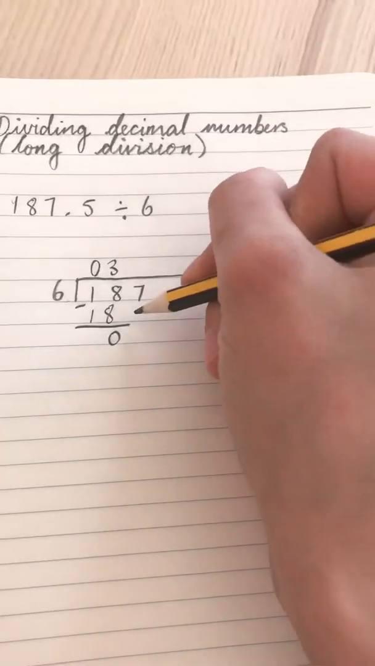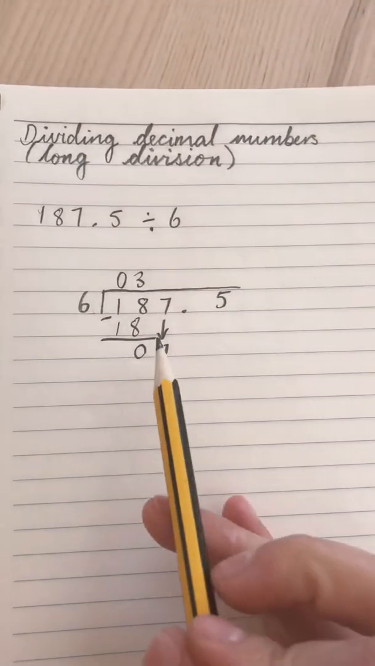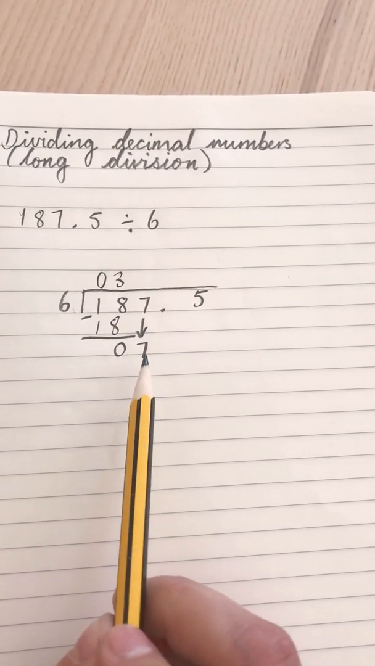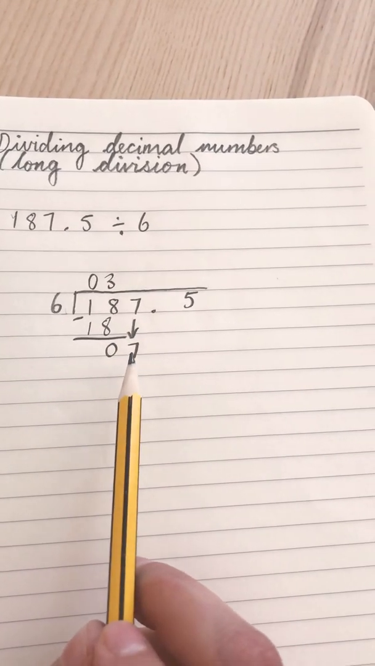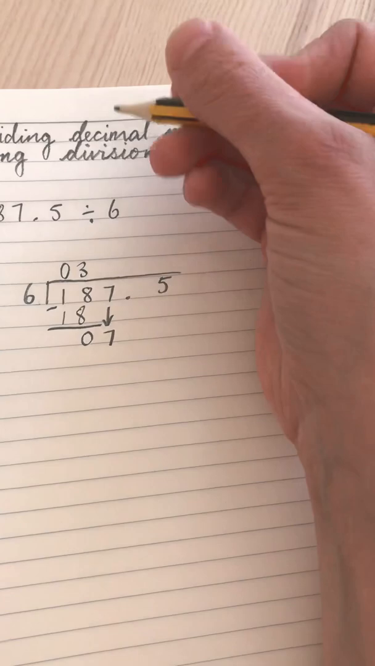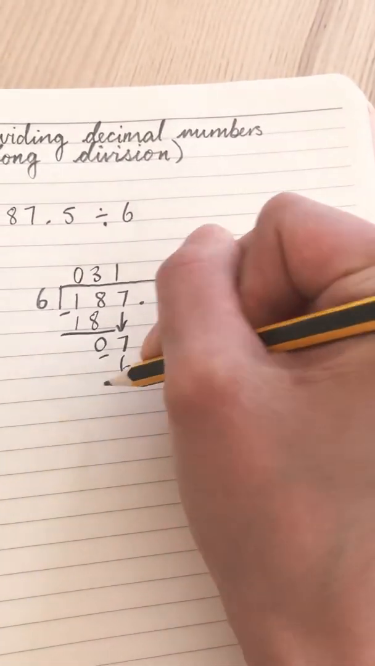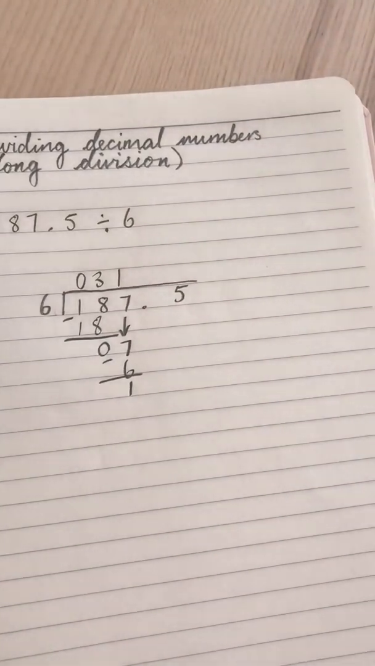So now we bring down the 7 digit to meet our remainders. Now in this case we have no remainders, so we're just looking at 7. So how many times does 6 go into 7, or how many groups of 6 can we make from 7? Well, that would be 1 group of 6, which is 6. So we subtract and we find our remainder of 1.